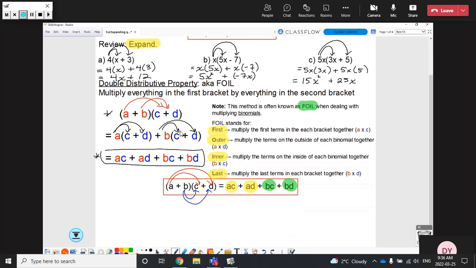FOIL. The first terms, when we multiply the first terms, what they're talking about here is that, if we're looking at just this example down here, the first terms in the bracket, the A and the C. Next would be the outer, which means the A and the D. The outside ones, this one and this one. Then the inner terms, the B and the C. And then lastly, the last terms, the B and the D. A lot of the time when I refer to multiplying binomials, I'm going to say, oh, FOIL, FOIL. We call this FOIL, but really it's double distributive property, but we just call it FOIL. Questions before I move on? Maybe we should do some examples here.